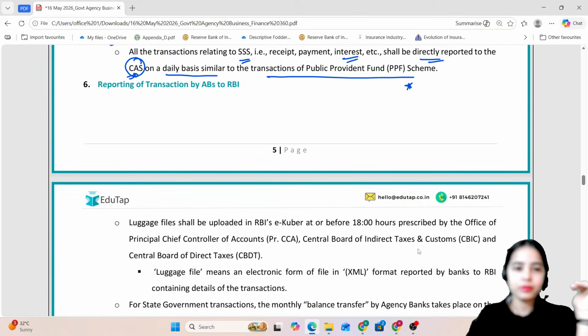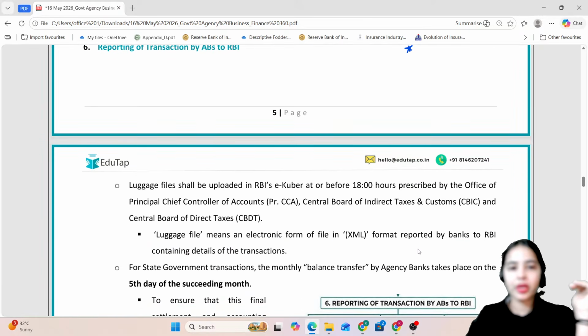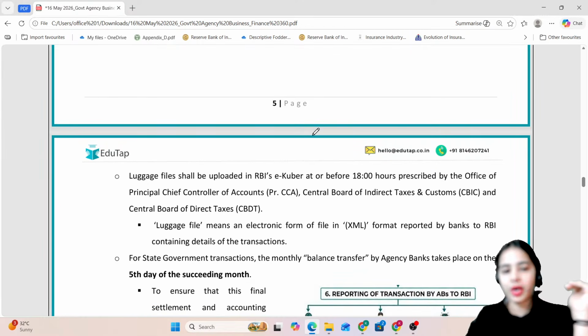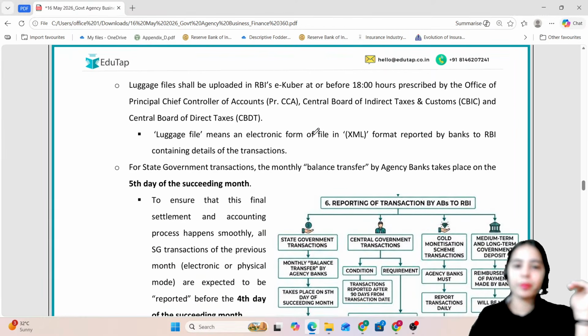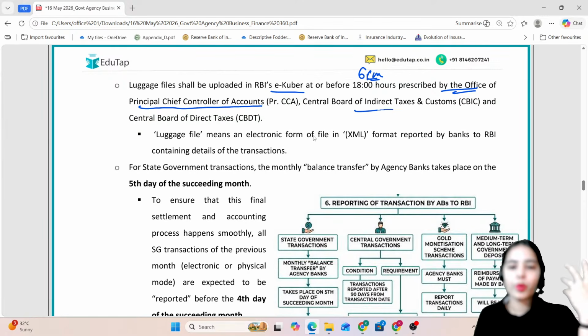Now, reporting of transactions by the agency banks to RBI. The files shall be uploaded in RBI e-Kuber at 6 p.m., as prescribed by the Office of the Principal Chief Controller of Accounts, Central Board of Indirect Taxes and Customs, Central Board of Direct Taxes.